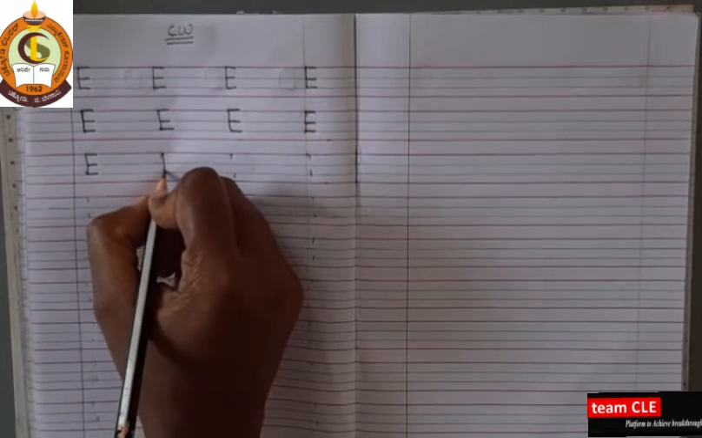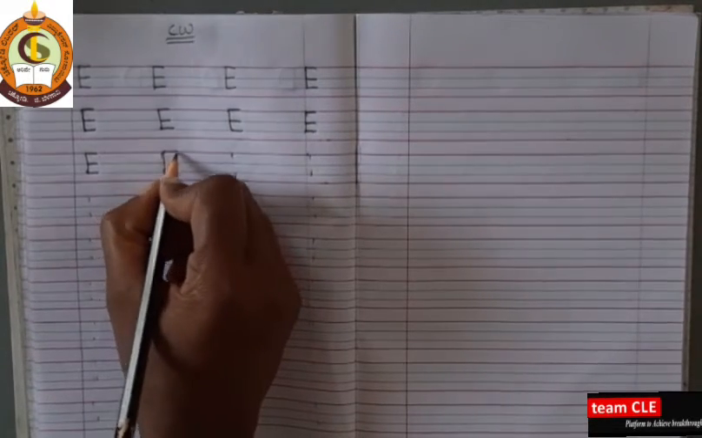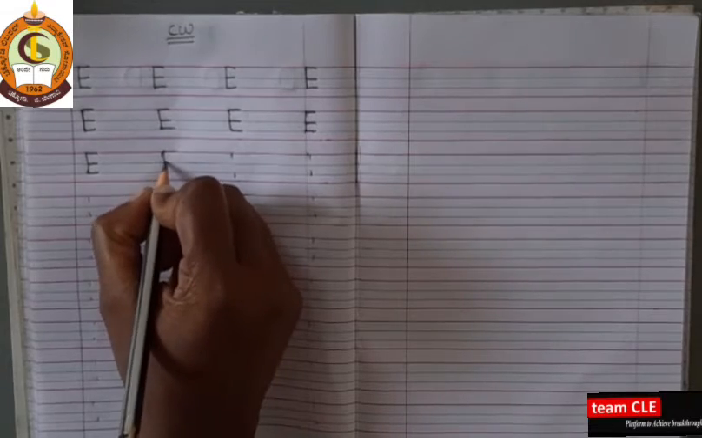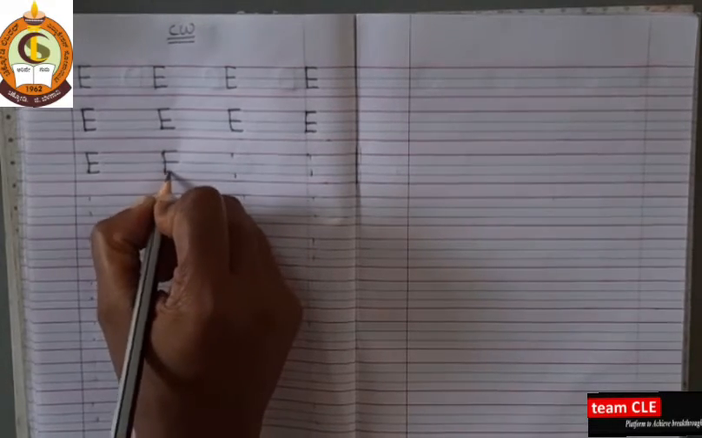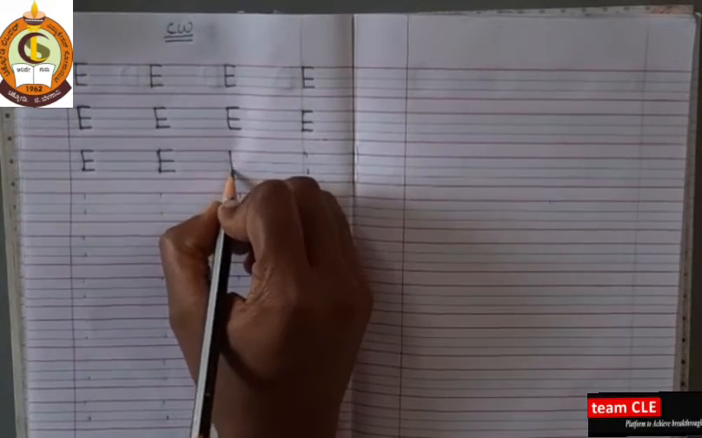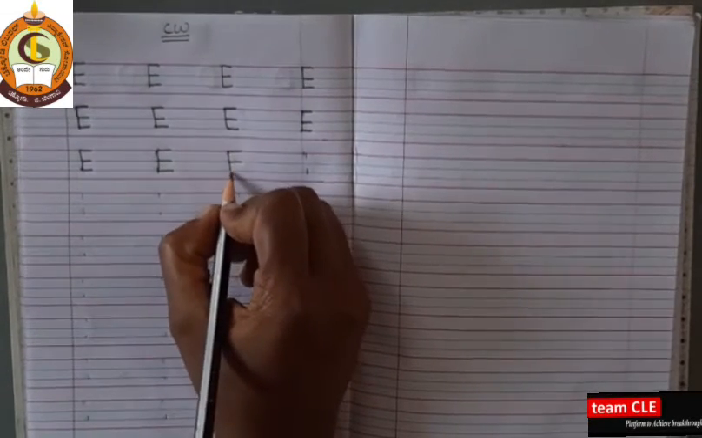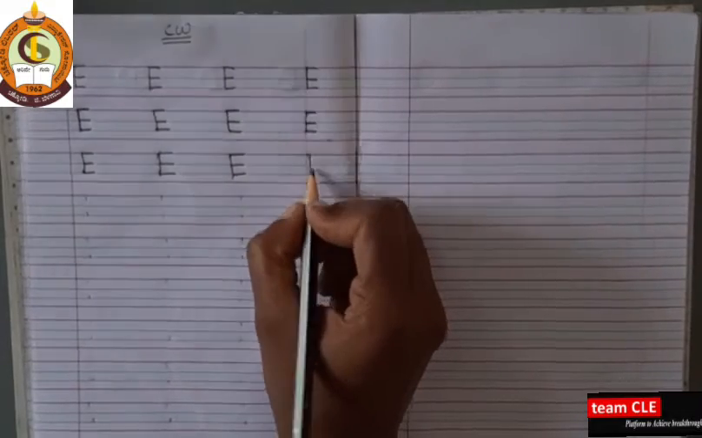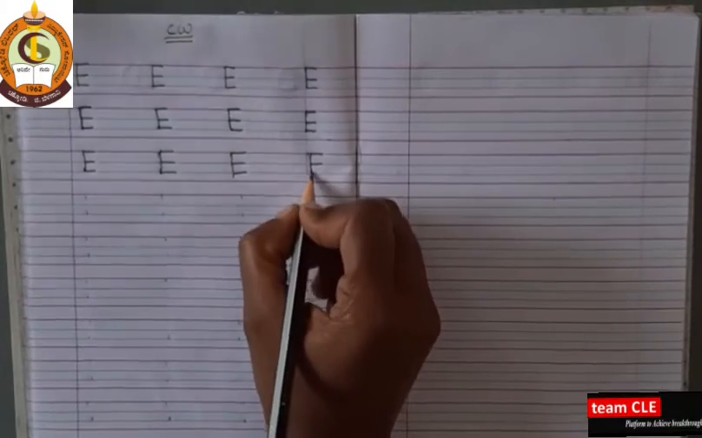Okay. Write neatly, you have to write. Okay. See, like this you have to write. Letter E. From first line to third line, a standing line. First line sleeping line. Second line sleeping line. Third line sleeping line. Letter E. E for elephant. E for eagle. E for egg. E for eyes.